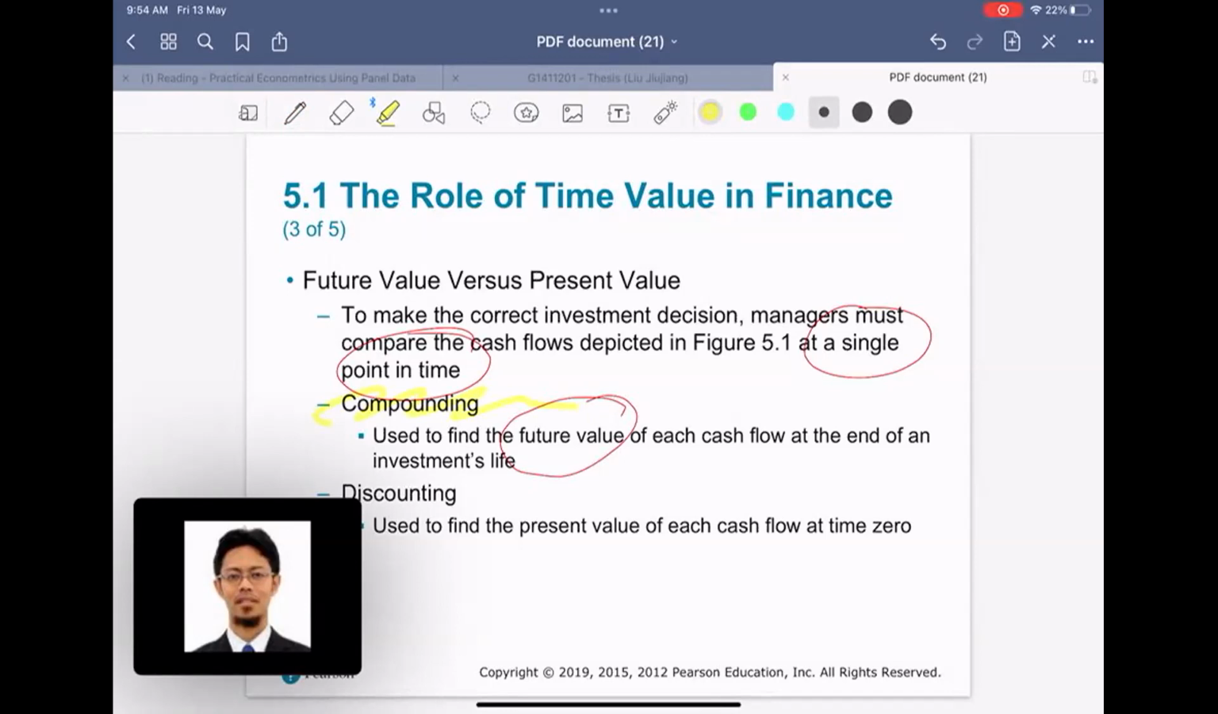Discounting, what does it mean? What does it mean by discounting? Okay, good. To look at the present value. Now you look at your future, you discount it using the rate.